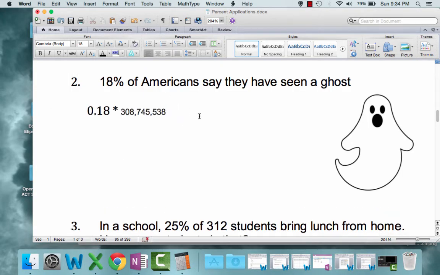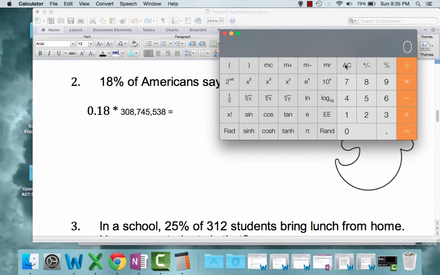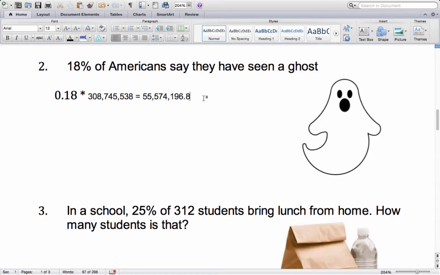That's probably going to be too large. And again, this is ugly. Let's do a calculator on this. So let's clear our previous one, 0.18 times 308,745,538, and we get this ugly number. So there's roughly around 300 million Americans, and if 18% of them see a ghost, that's roughly around 56 million people.